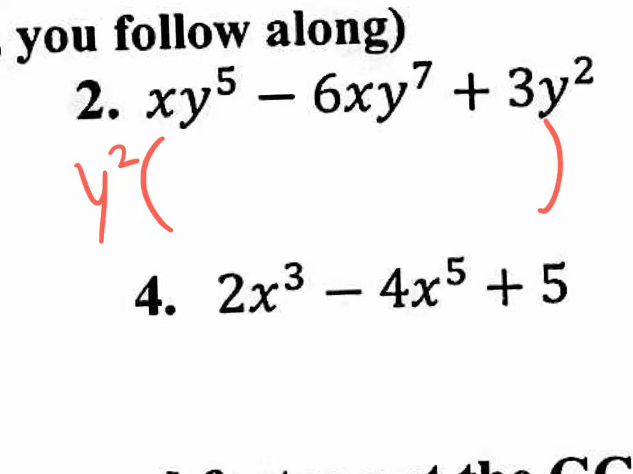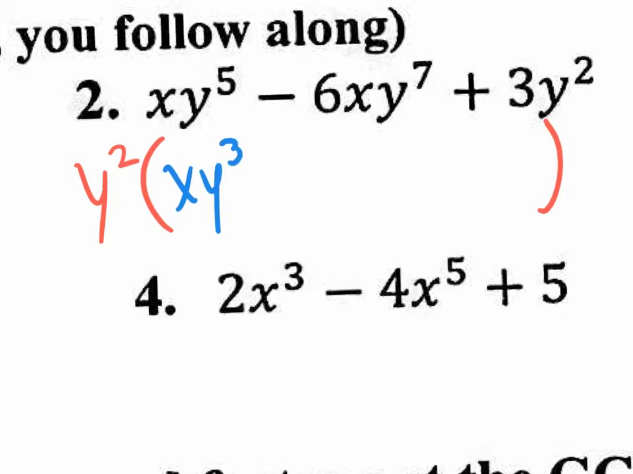So if I do pull out a y squared from here, from the whole first term, what's going to be left? Okay? And again, in other words, y squared times what will get us an x y to the 5th? Well, if you want an x up here, you're going to have an x in here. X, y to the 3rd. Perfect. Right? X, y to the 3rd.